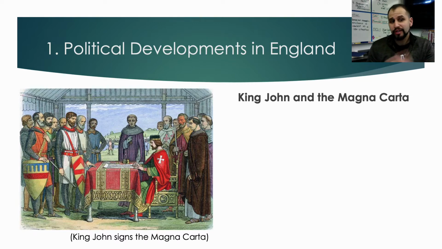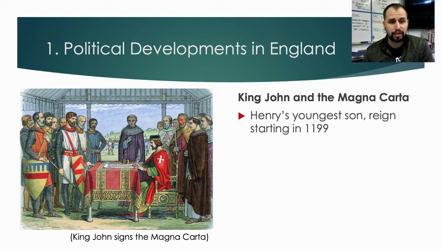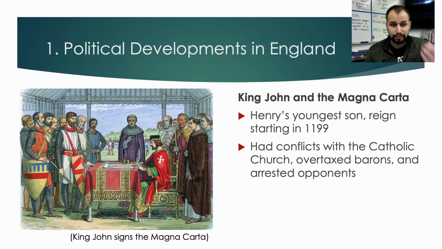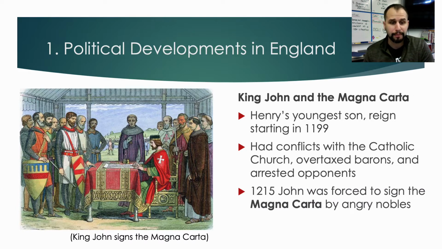Then we have some developments with King John and the Magna Carta. So he was Henry's youngest son. His reign started in 1199. He had conflicts with the Catholic Church. He overtaxed barons or nobles and arrested his opponents. So he wasn't a very popular king. This led to, in 1215, John being forced by a group of angry nobles to sign the Magna Carta.